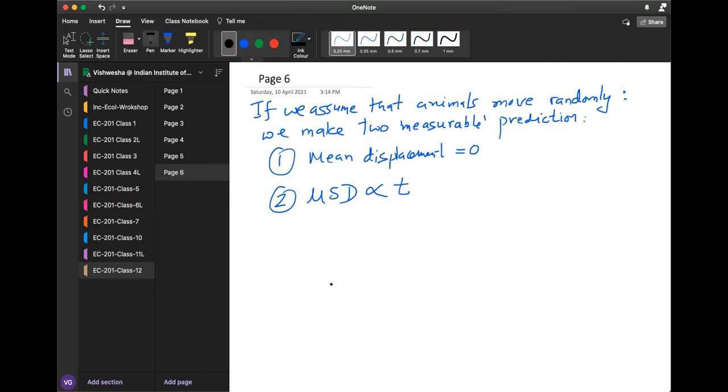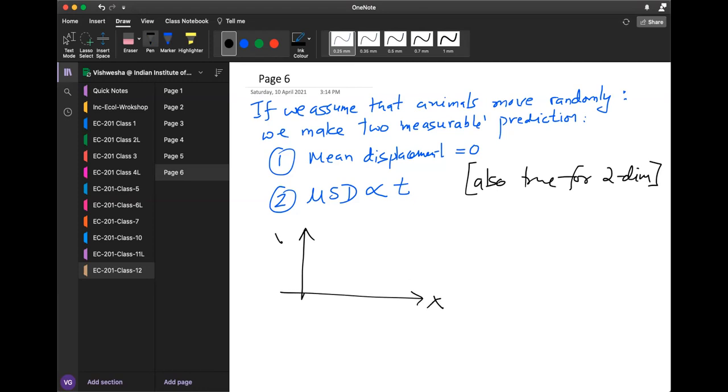Now, which means that if you did have an animal, let me just say that it is also true for two-dimensional random walks, okay? What this means is that, let's say if you had x and y coordinates of animals like this, which is x0, x1. I'm using x0 to mean the entire vector, by the way. This is x2. If you had all these locations over time, this is whatever xt, the last one.